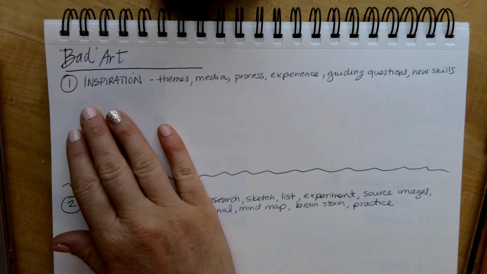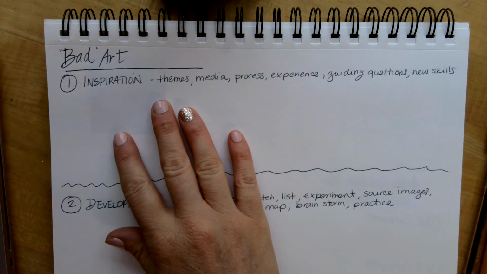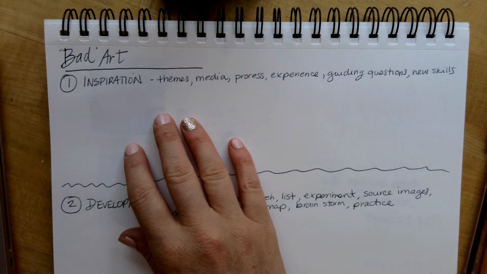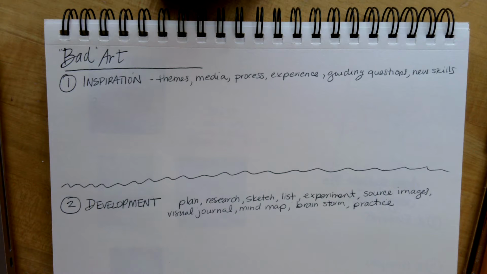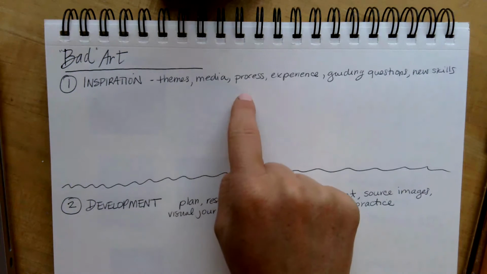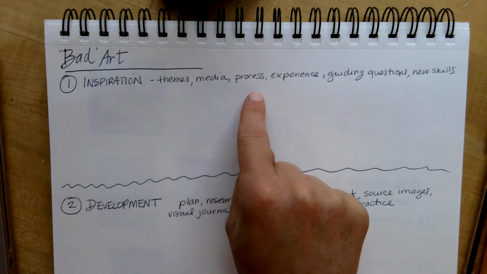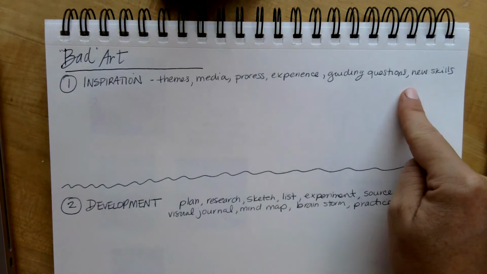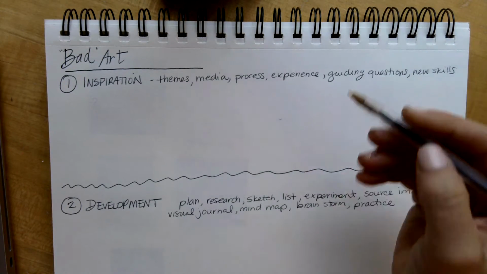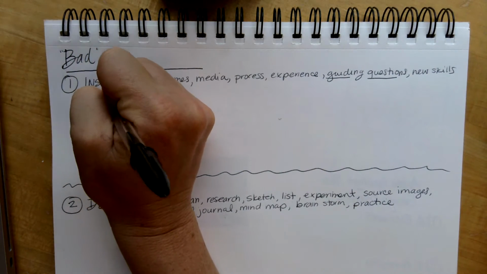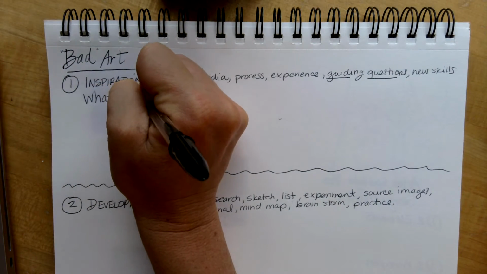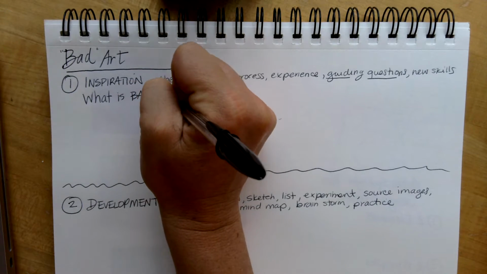So the first stage of that artistic thinking process is inspiration. As you provide evidence for inspiration, some of the things that you might do is start to explore, ask questions about themes, media, process, experience, guiding questions, new skills. So really for us, the guiding question on this is, what is bad art?